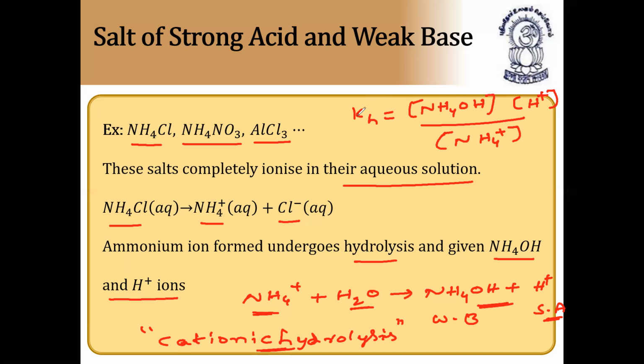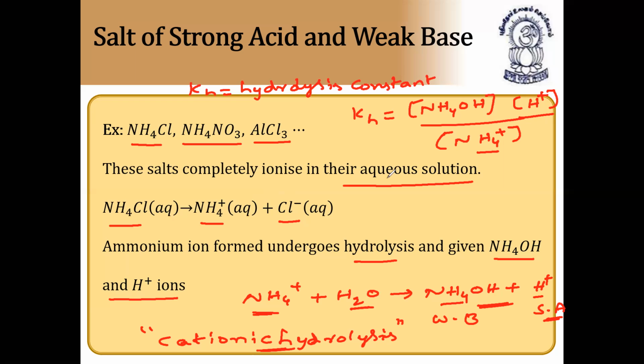Just like the equilibrium constant, Kh is called the hydrolysis constant. What is Kh? Kh is equal to the hydrolysis constant, which is the concentration of products divided by the concentration of reactants. What is the product we formed? We got ammonium hydroxide, into the concentration of H plus, divided by the concentration of NH4 plus. So in this way, we'll write the Kh value.